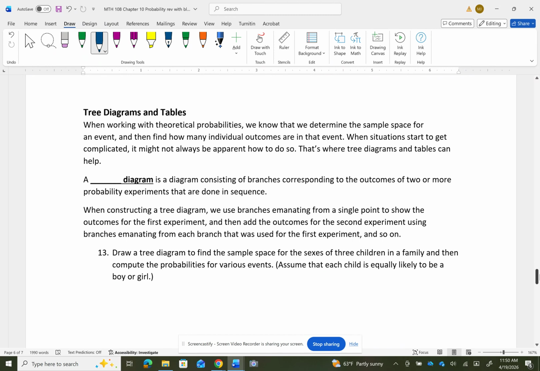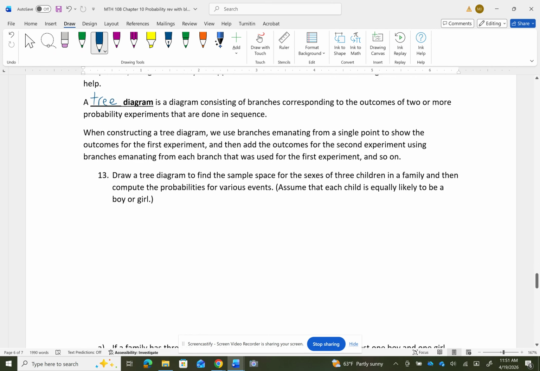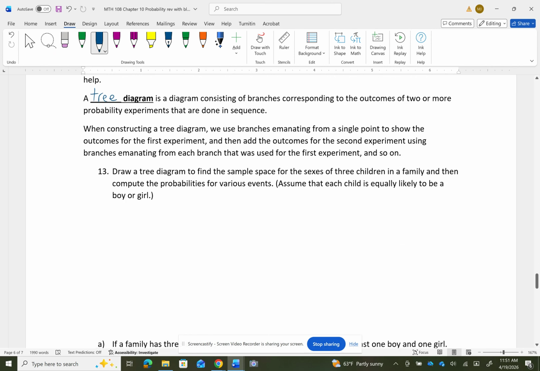So a tree diagram is a diagram consisting of branches corresponding to the outcomes of two or more probability experiments that are done in sequence. When you construct a tree diagram, you use branches emanating from a single point to show the outcomes for the first experiment, and then you show the outcomes for the second experiment, and then the third experiment, and so on.